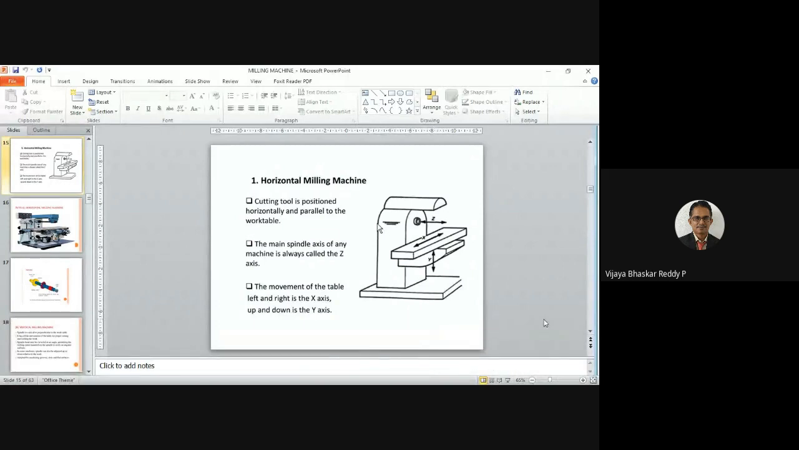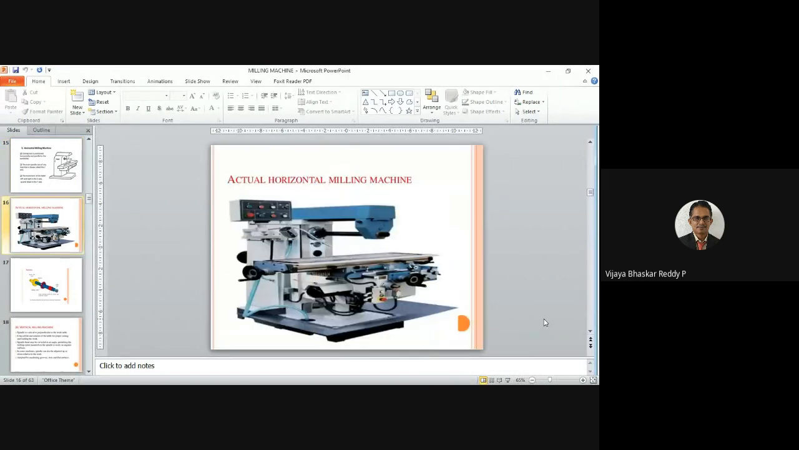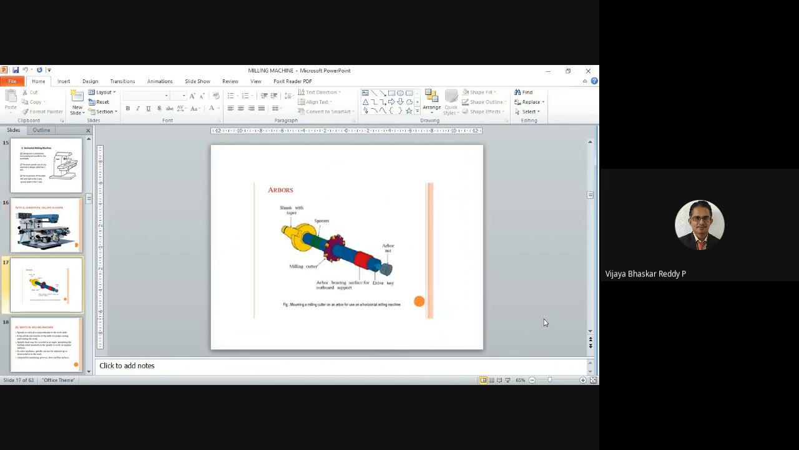And this is the horizontal milling machine. Okay, so that is an actual horizontal milling machine, and you can see the actual practice machines here. This is the arbor, where the tool can be held. So you can identify the milling cutter, which is fixed here.